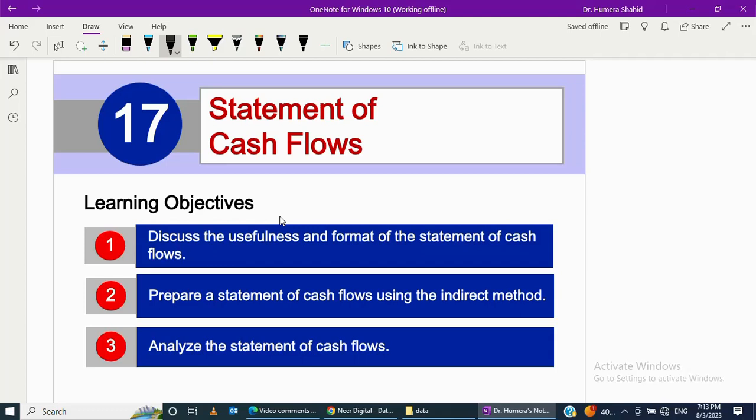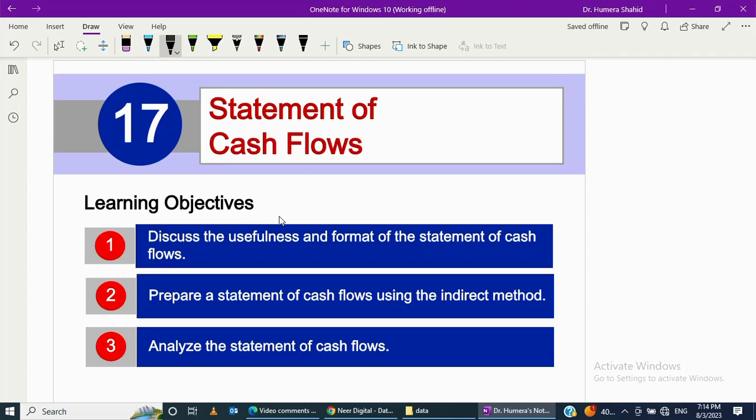We all are very well familiar with the other two forms of financial statements, that is income statement and balance sheet. And also in regard to the balance sheet, we took the retained earning statement, which helps us in calculating the ending balance of the retained earning to be presented in the balance sheet. Today I'm going to discuss how to prepare the statement of cash flow, and I will be using one of the methods to prepare the statement of cash flow, that is the indirect method.